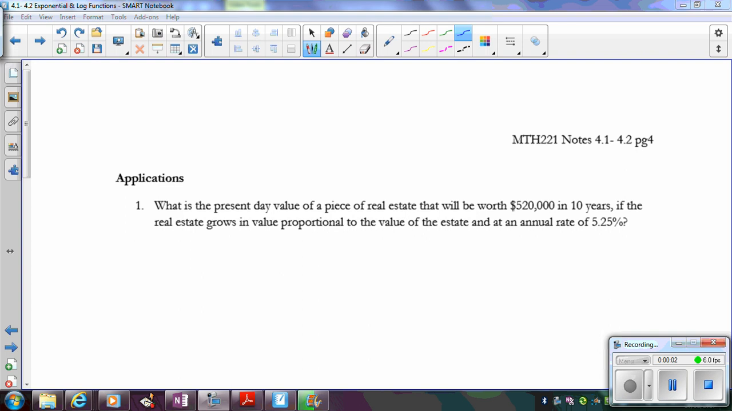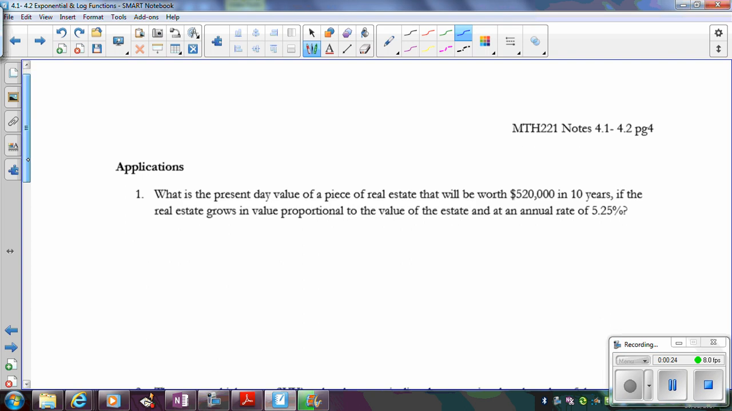In this next part of 4.1 and 4.2, we're going to look at applications. If you remember the very first part of this section, we talked about when something is growing in value proportional to a specific value, that indicates exponential growth or decay. So in this case, if we're growing, it's going to indicate exponential growth.